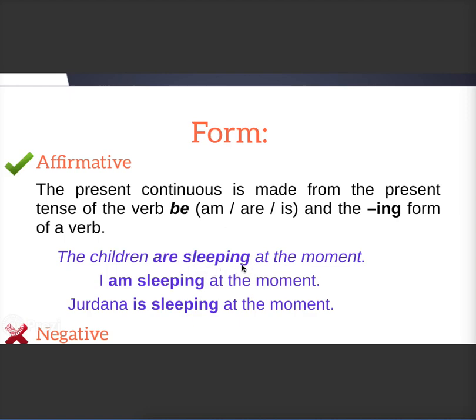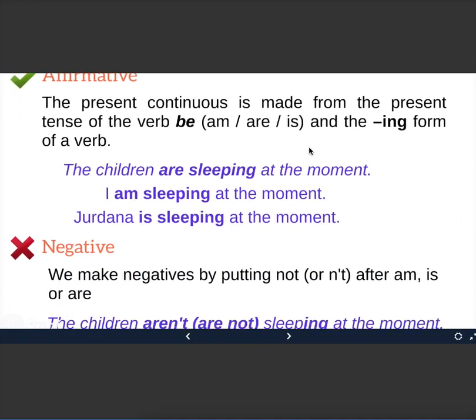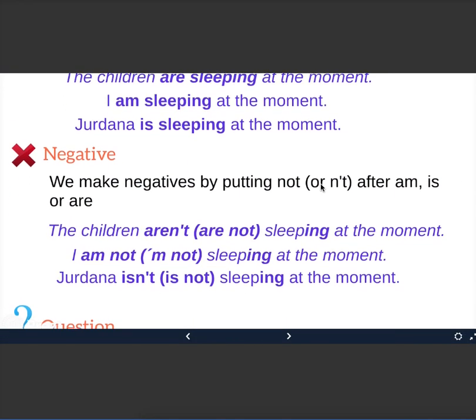No me vayan a cometer este error porque ya lo vi en algunas actividades. I sleeping. Jordana sleeping. My mom cooking. No se me olviden del verbo to be, por favor. They are in love. You can't divide them. Questions? No questions, right? Do you need time to take notes? Okay. So let's continue with the next part.